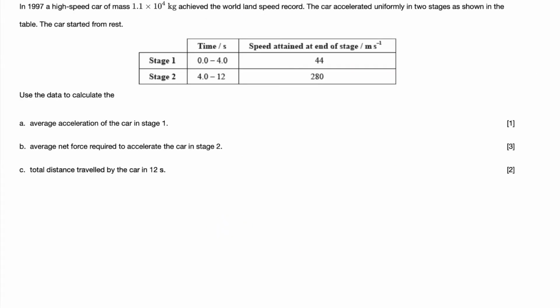Problem 2. In 1997, a high-speed car of mass 1.1 times 10 to the power of 4 kilograms achieved the world's land speed record. The car accelerated uniformly in 2 stages as shown in the table. The car started from rest. Use the data to calculate the average acceleration of the car in stage 1.